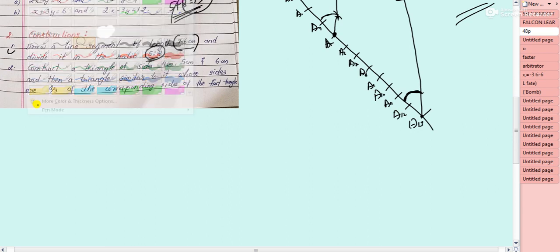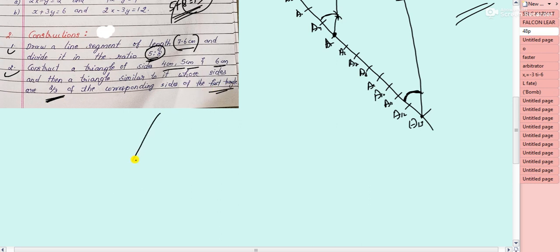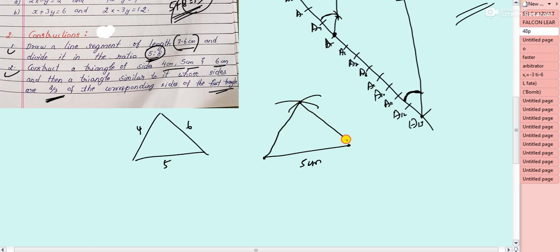Even that is easier. Construct a triangle of sides 4, 5, 6, and then triangles similar to it whose sides are 2/3 of the corresponding sides of the first triangle. So draw a triangle with sides 4, 5 and 6. How to do that? First mark a 5 centimeter line using compass and pencil. Mark a length of 4 centimeter from here, and from here 6. They will intersect somewhere like here. Just join them. You will get triangle ABC of the given lengths.